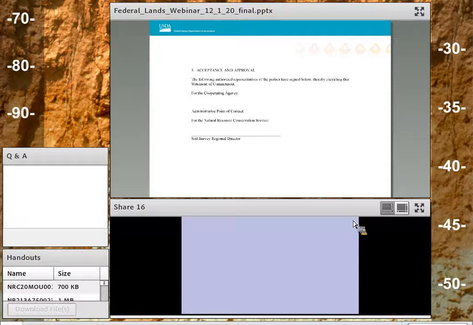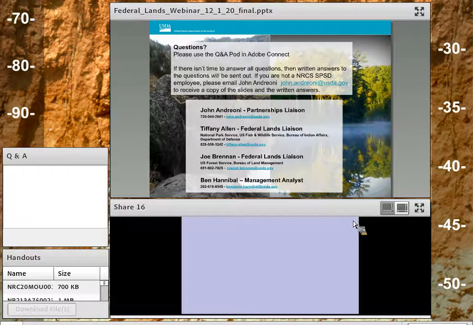And last but not least, this was a sample of the Cahata Wilderness Area, so this wasn't actually available when we did it, but this would be the point where you get the administrative point of contact signature and your regional director's signature. And that is it for me.